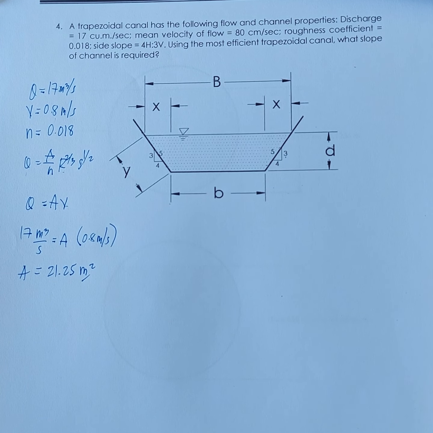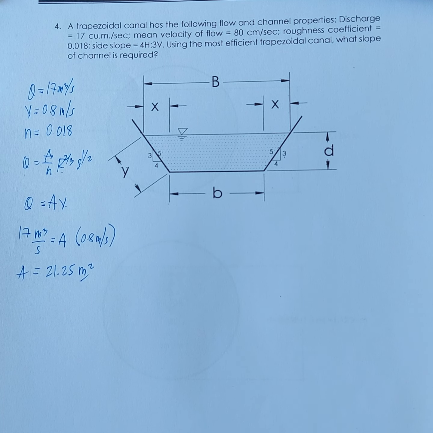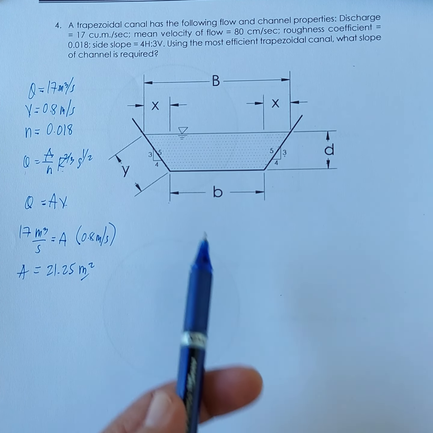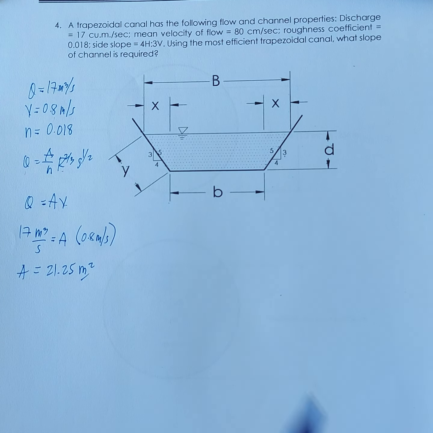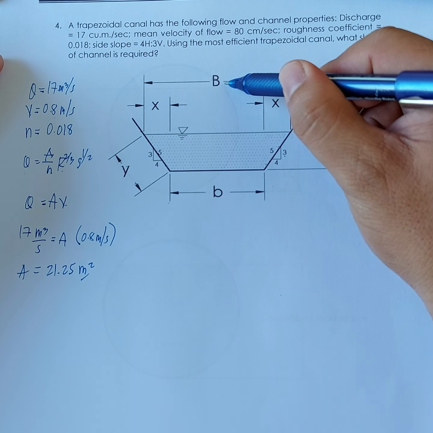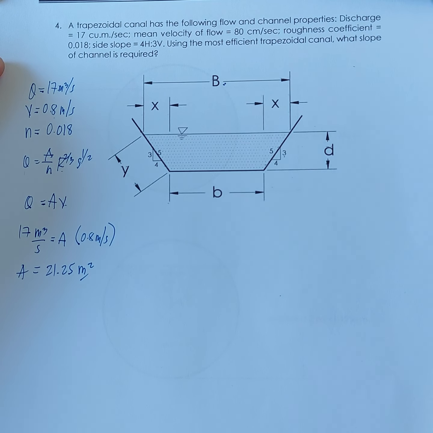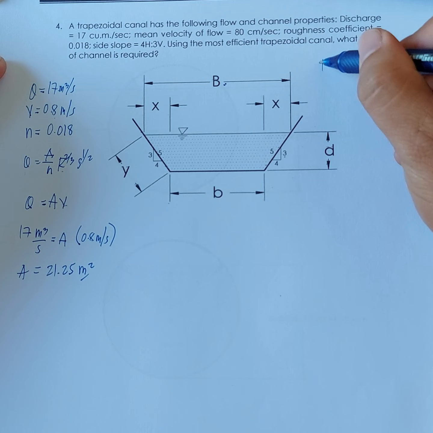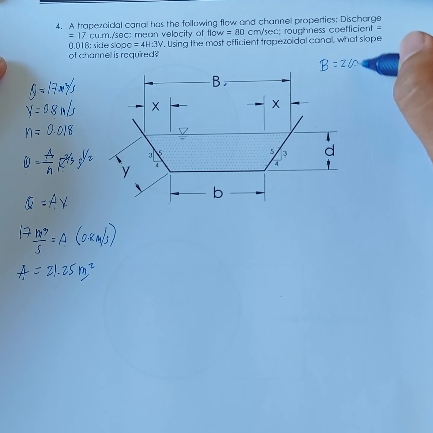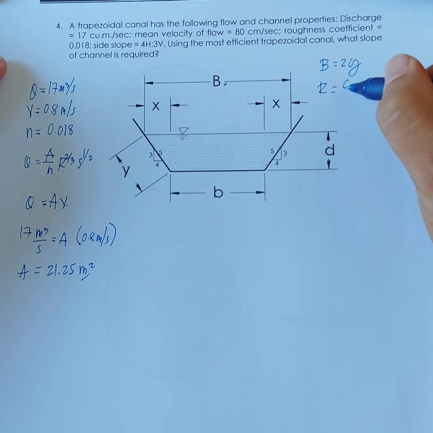Since we are limited with these parameters, that the side slopes is 4 horizontal and 3 vertical, obviously it's not half hexagon. But for this to be the most efficient section, going back to our discussion previously, the top width B should be the sum of the sides. So B should be equal to 2y. And another condition is R is equal to D over 2. So we need to take note that for this to be most efficient, B should be twice the side, and the hydraulic radius should be D over 2.